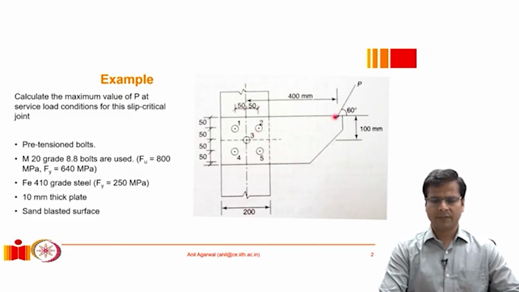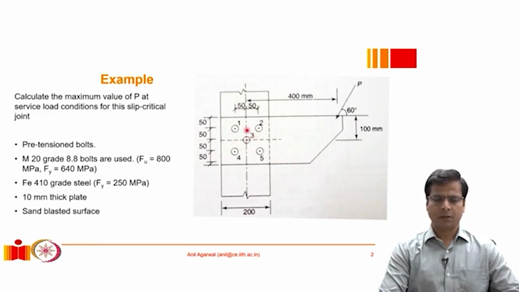And this load, the way it is applied, is not passing through the centroid of the connection. If this load were to pass through the centroid of the connection, the design exercise would have been very simple. We would have simply calculated the total force on the bolt set divided by 5. So each bolt would have carried exactly 1/5 of the total load, and that would have been the demand on each bolt. Subsequent to that, we would have simply calculated the capacity of each bolt based on various parameters that are specified here, and we would have compared the two, and that would have been the end of the exercise. However, in this particular case, the load is not passing through the centroid of the bolt group.